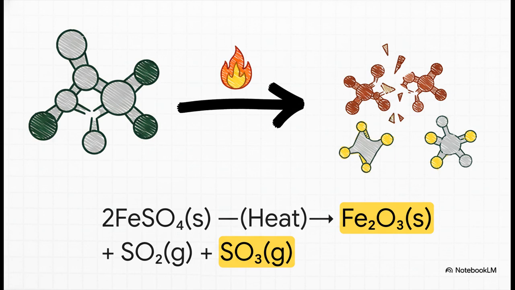Now I want you to pay very close attention to this next part, because it's a very important tip for your exams. Do you see the word heat written above the arrow? You must always write the condition for the reaction, whether it's heat, light, or electricity. It's a very common place to lose marks, so don't forget it.